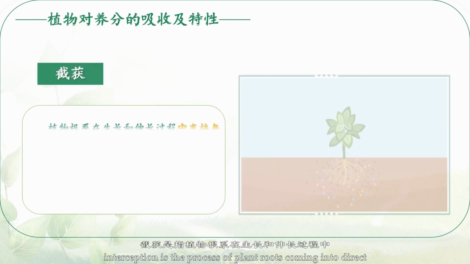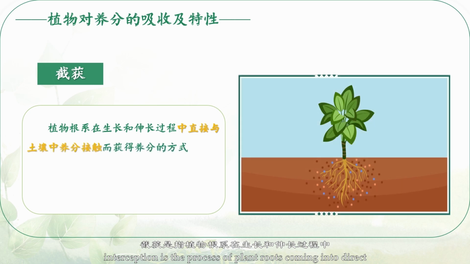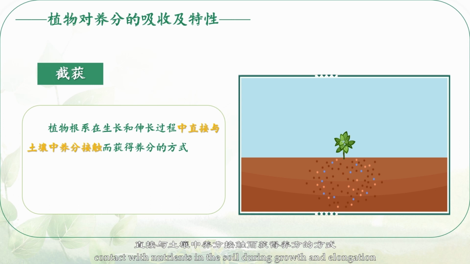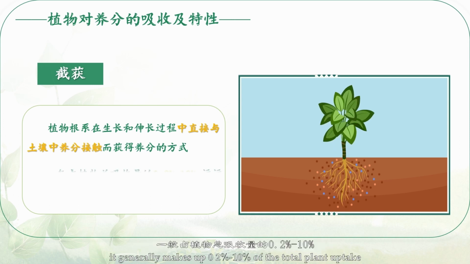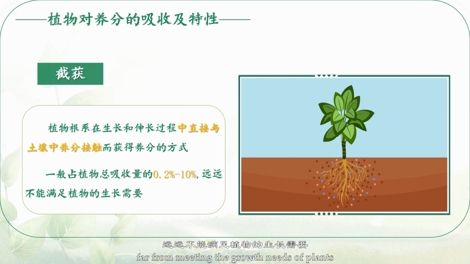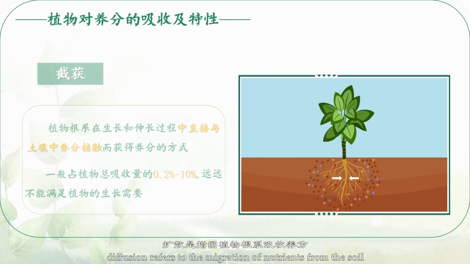Interception is the process of plant roots coming into direct contact with nutrients in the soil during growth and elongation. It generally makes up 0.2% to 10% of the total plant uptake, far from meeting the growth needs of plants.